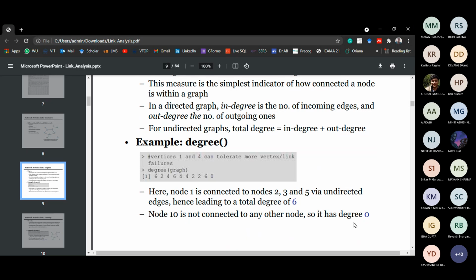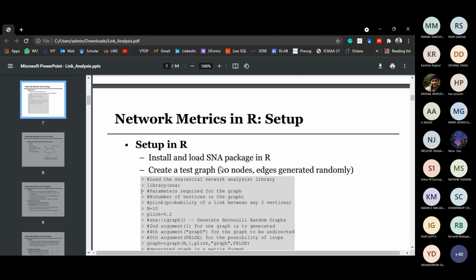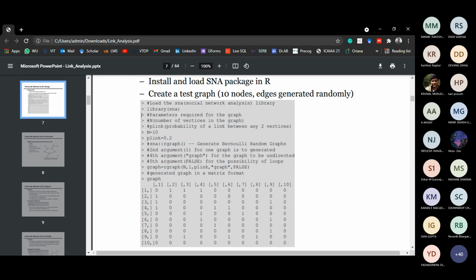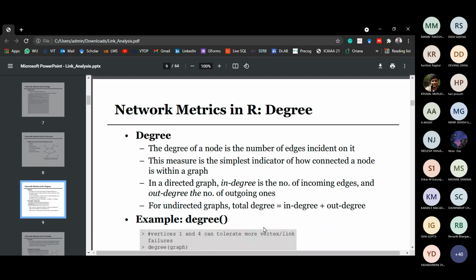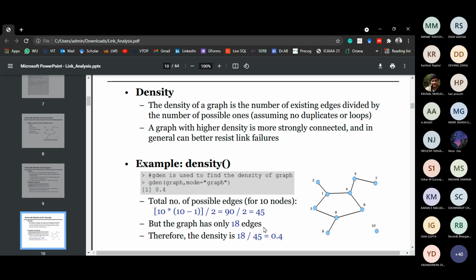Okay. So for a given graph, you see for this big graph they have given. For this entire graph, they have checked how many connections they have. So the next thing is density. What is the density of a given social network? You can identify it by dividing the number of existing edges by the number of possible ones, assuming there are no duplicates or loops.